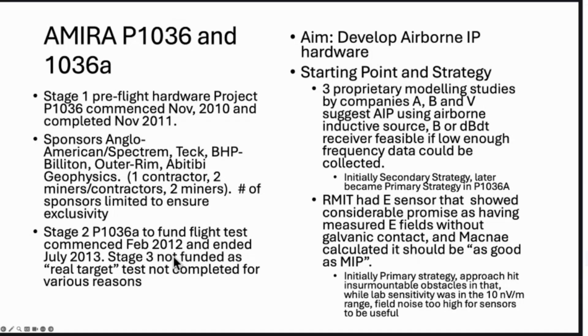Stage 2 commenced in February and ended in 2013. Stage 3 was not funded for varying reasons, which I'll get to in a minute. So the aim was to develop airborne IP hardware. Three companies had done modeling studies, which said that if you use B or dB/dt receivers, at low frequencies you should be able to see IP over porphyries.